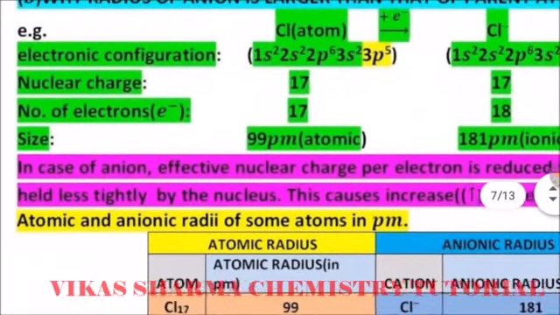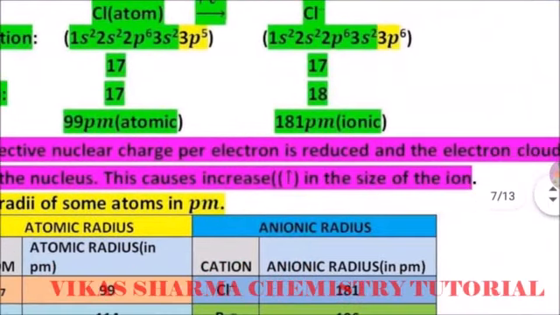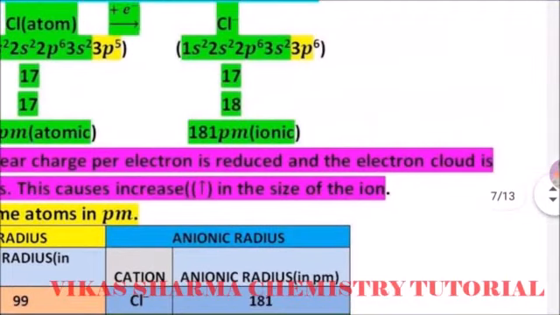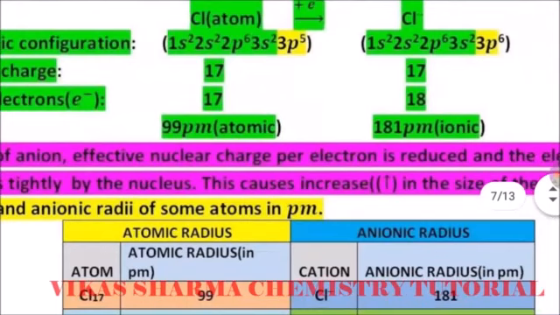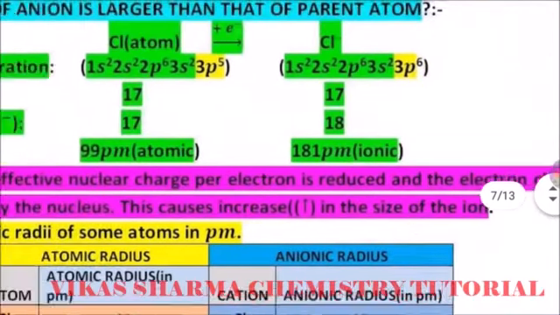So in the case of an anion, the effective nuclear charge per electron is reduced and the electron cloud is held less tightly by the nucleus. This causes an increase in the size of the ion.